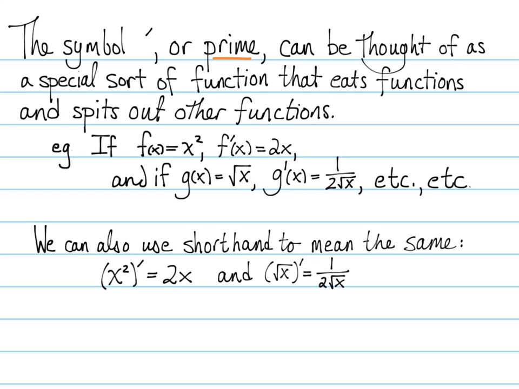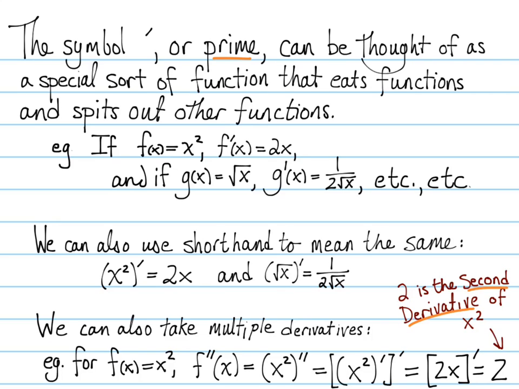And instead of writing f of x equals something and then writing f prime of x equals the derivative, you can just write the function with parentheses and a prime symbol outside. And so x squared prime is the same thing as the derivative of x squared, which is 2x, and radical x prime is the same thing as the derivative of radical x, which is 1 over 2 radical x.